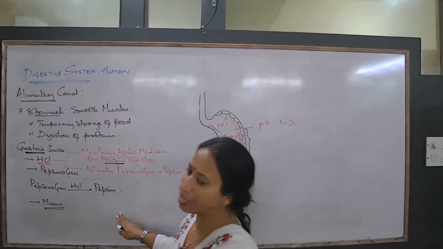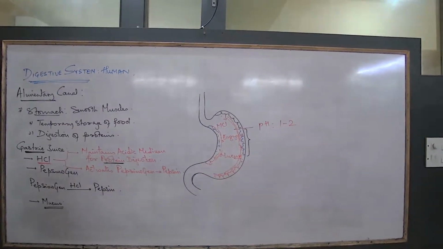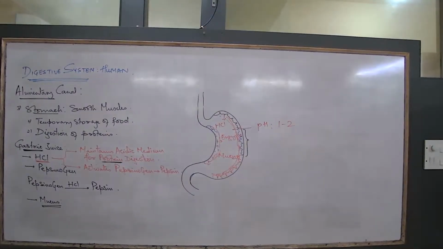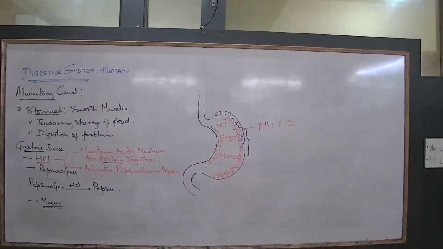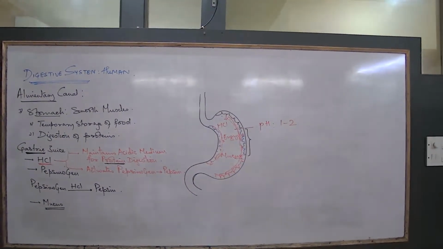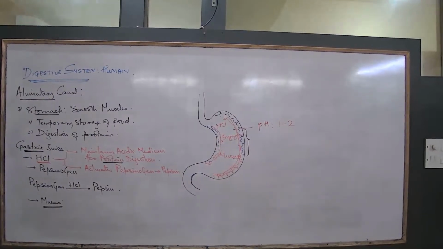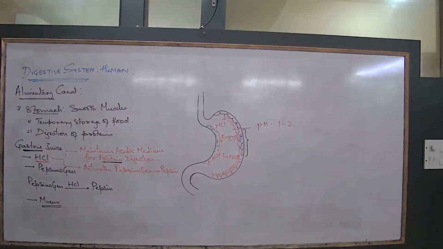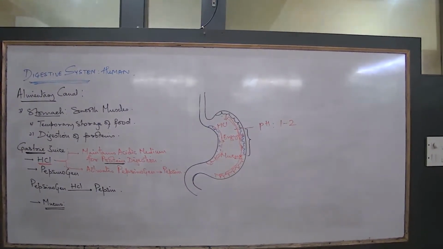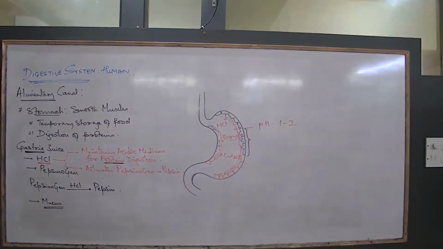So what are you supposed to write down? What is the job of the mucus? What is the role of the mucus? We'll write one answer there. What is the function of the mucus secreting cells in the stomach?